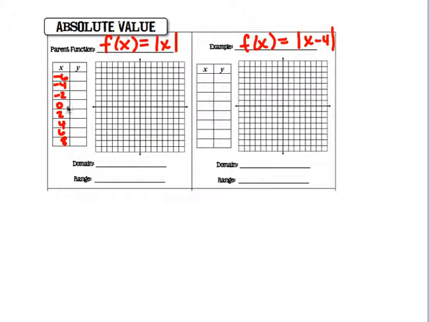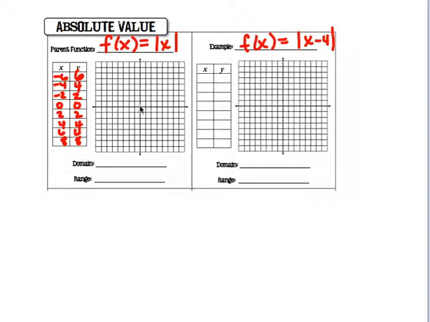So I just generated some points here. If you plug in a negative to an absolute value, it's going to come out as a positive. So if you put in a -6, you'll get a 6. -4, you'll get a 4, and so on and so on. Now, you didn't have to use the same numbers that I have, so don't make your table look like mine.